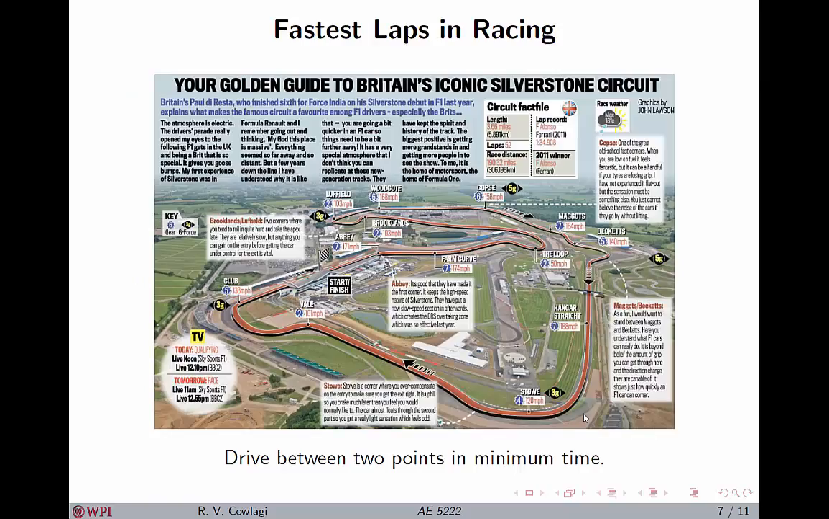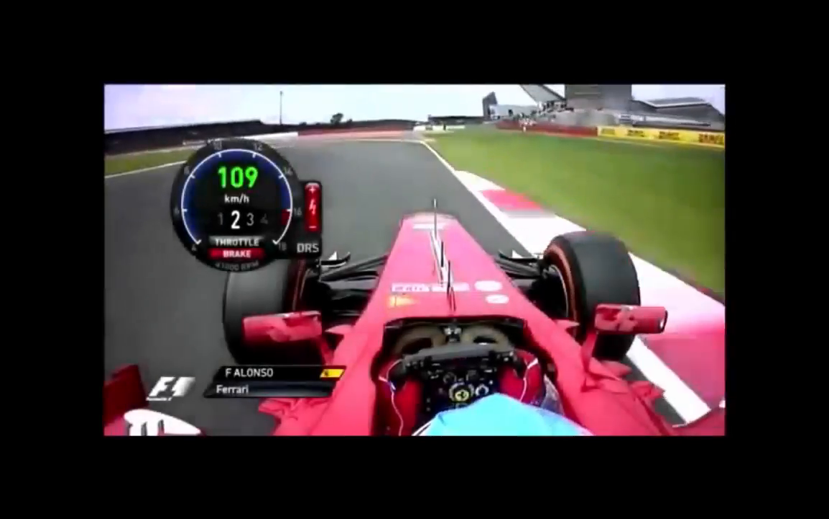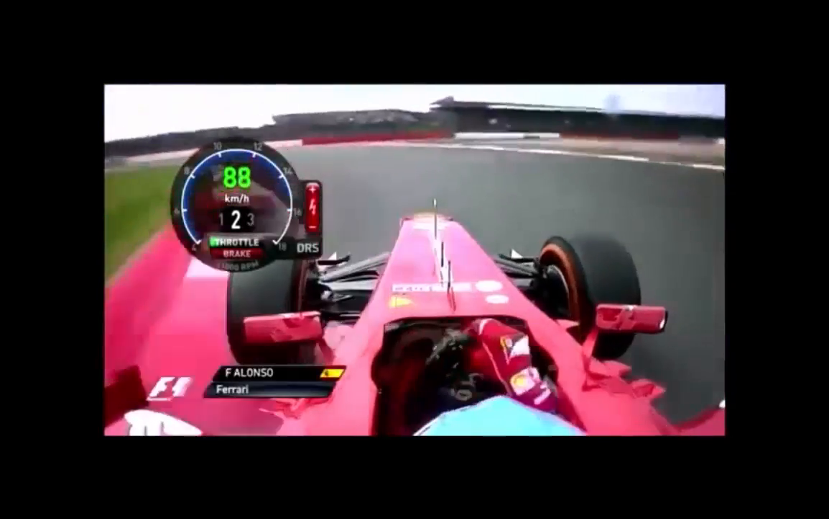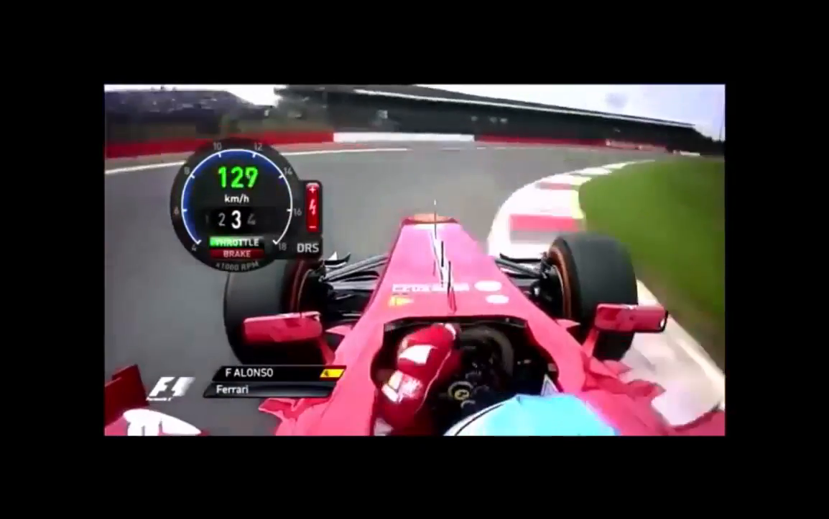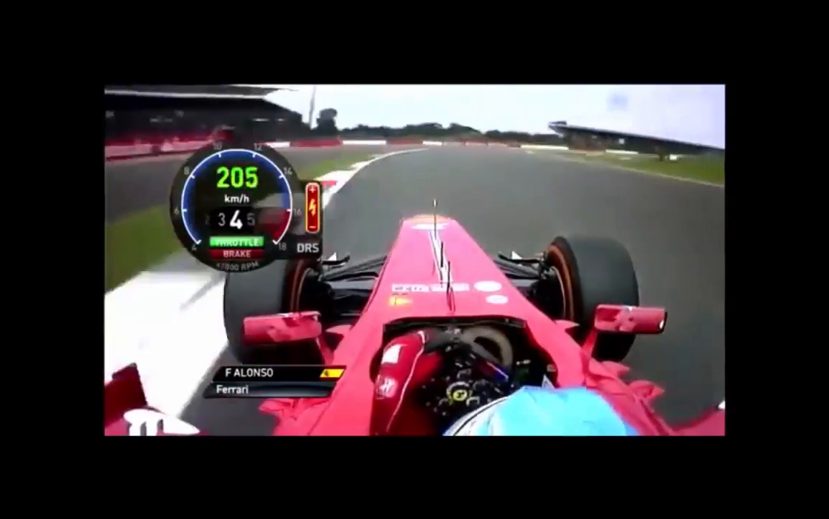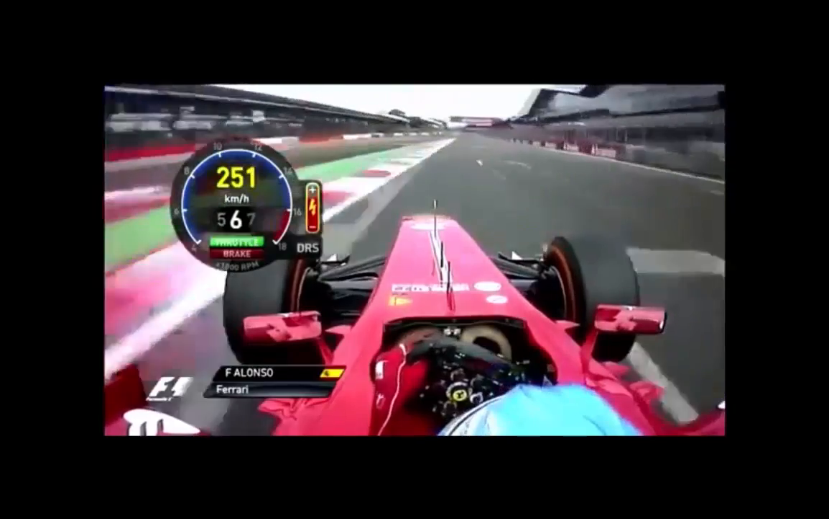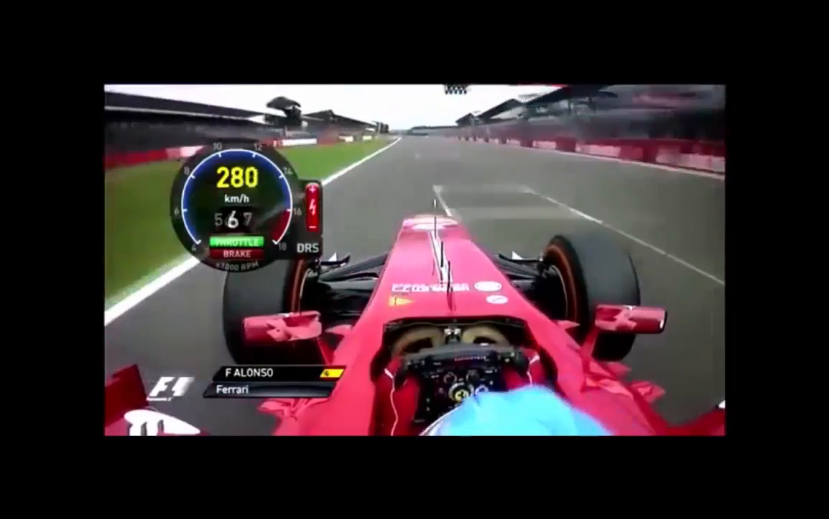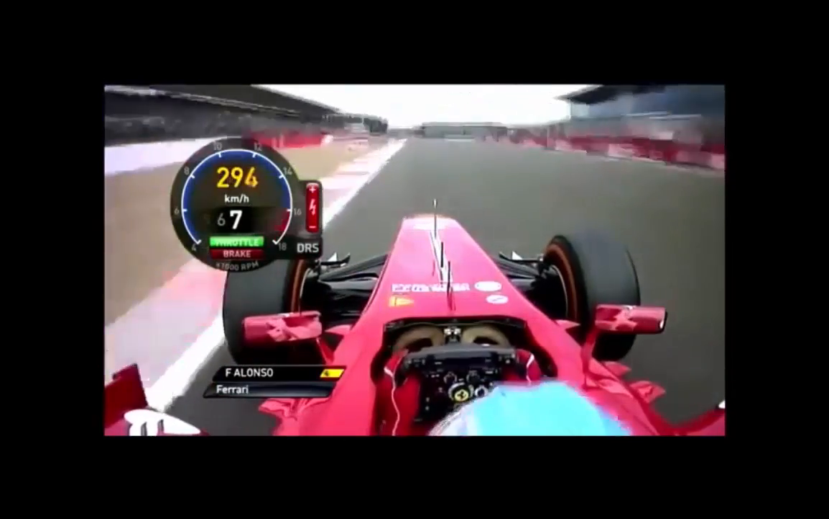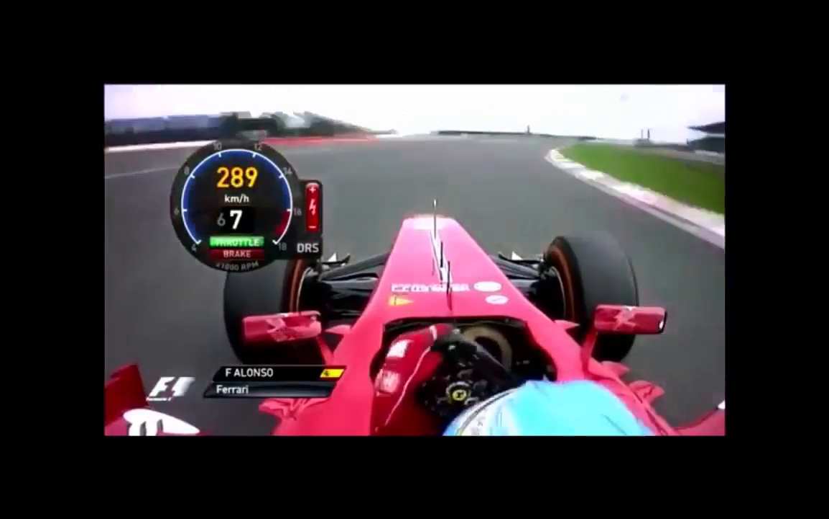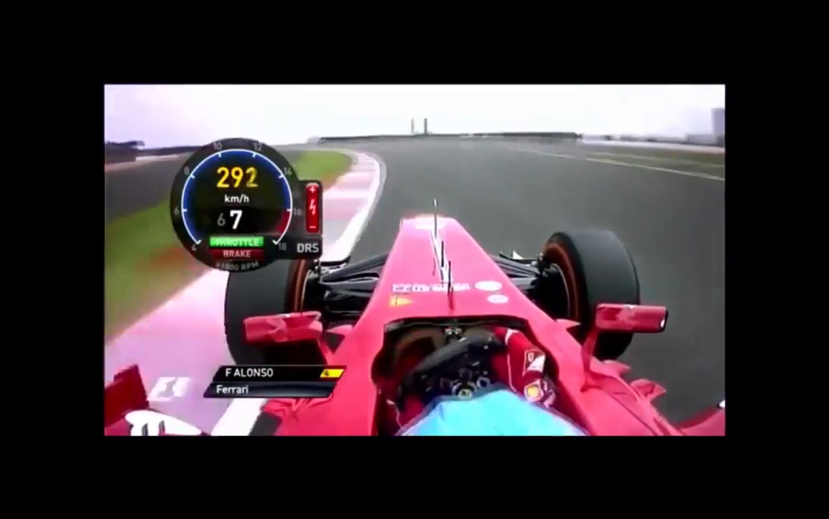So I talked about finding best paths for aircraft to go from one point to the other, but this is probably a little bit more clear in terms of racing. So this is an example. The video that you see right now is Fernando Alonso driving a Formula One car around the British Silverstone circuit, and I believe this video is where he sets the world record fastest lap around this particular circuit.